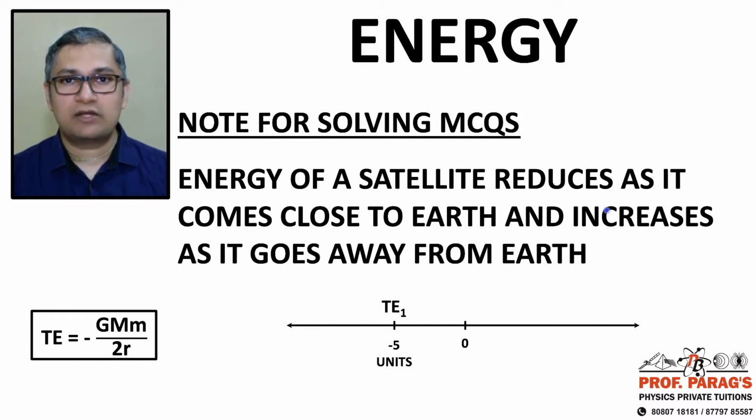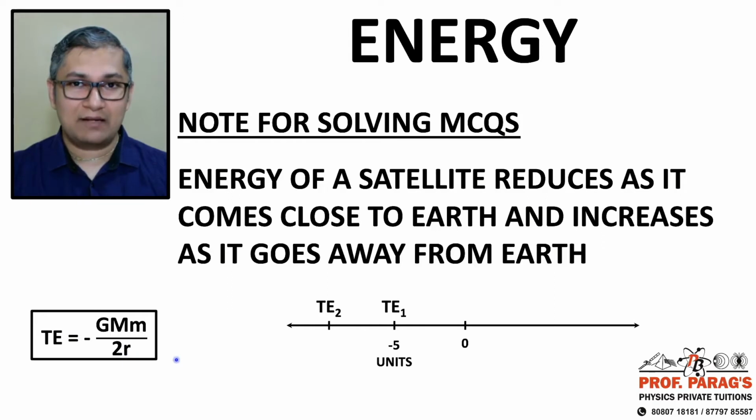Now, as we saw in that video, if the satellite is coming close to Earth, what is happening to the value of small r? Small r is capital R plus h. Capital R is a constant, but h reduces as it comes closer. If the denominator reduces, what happens to the entire fraction value? It's going to increase. Suppose it comes to half of its initial height, so small r becomes half of its previous value. Then this number minus 5 becomes minus 10, because it is inversely proportional.